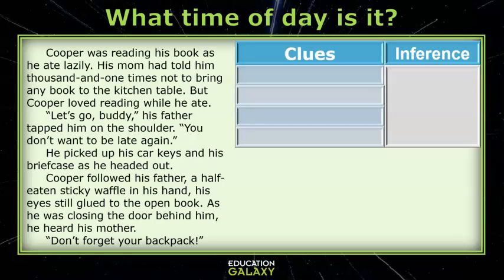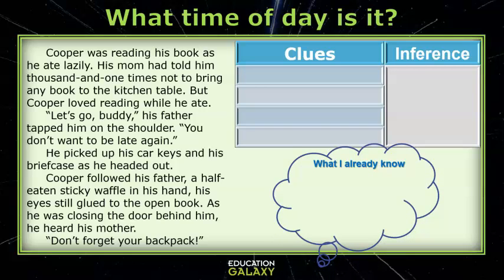Finished reading? Good. Okay, here we want to know what time of day does the story take place. We look for the clues and we combine them with what we already know. We get our first clue from the second paragraph. Let's put this clue in the table. "You don't want to be late again." This is Cooper's father telling him that you don't want to be late again.